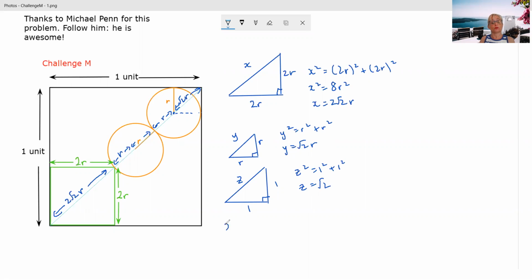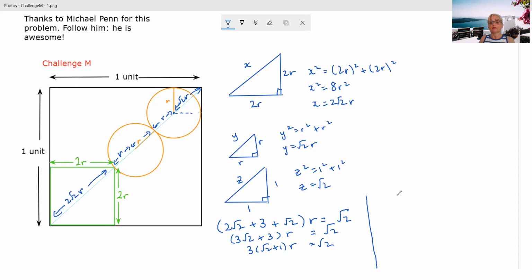So we know that 2 root 2r plus 3 more r's plus another root 2r. So that's all our r's that we have, and that's going to equal root 2. What does this equal? This equals 3 root 2 plus 3 times r, which is 3 lots of root 2 plus 1. So r is obviously going to be root 2 over 3 root 2 plus 1.